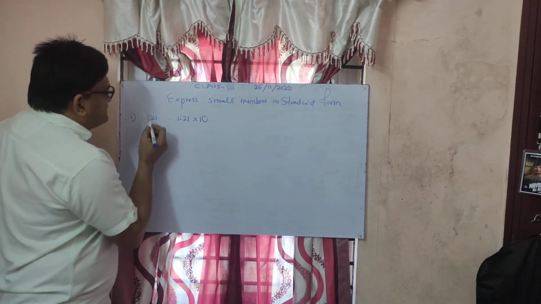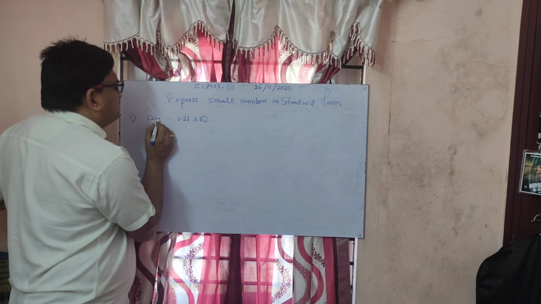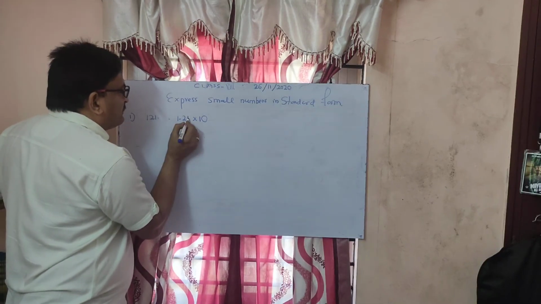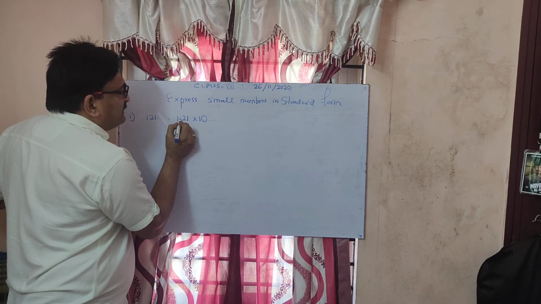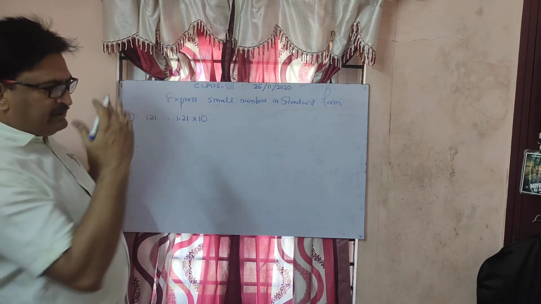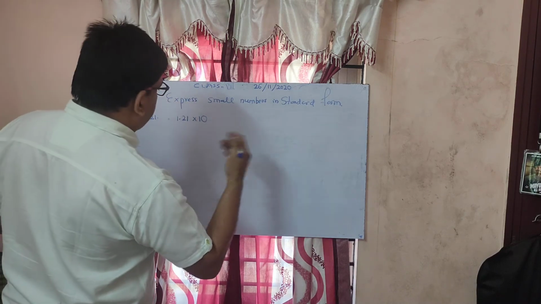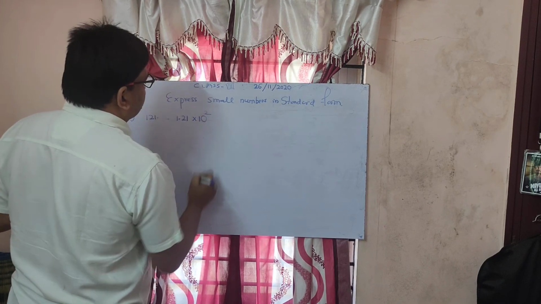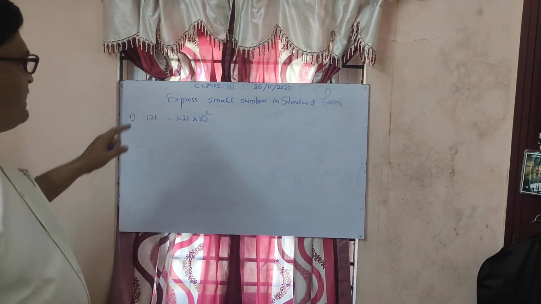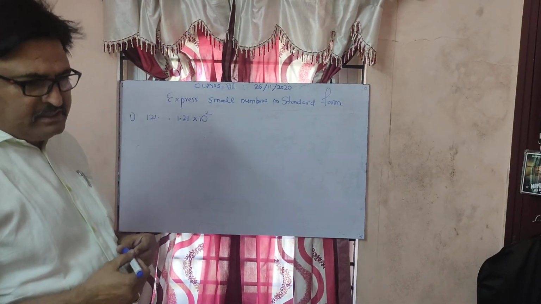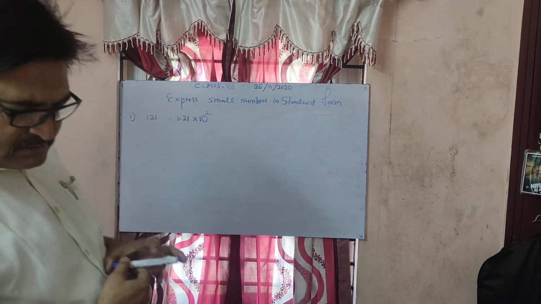Now, just check how many places this decimal point moved. 1 and 2. It moved two places from right to left. So it can be written as plus 2: 1.21 into 10 to the power 2. This is how a number can be written in the simpler form.